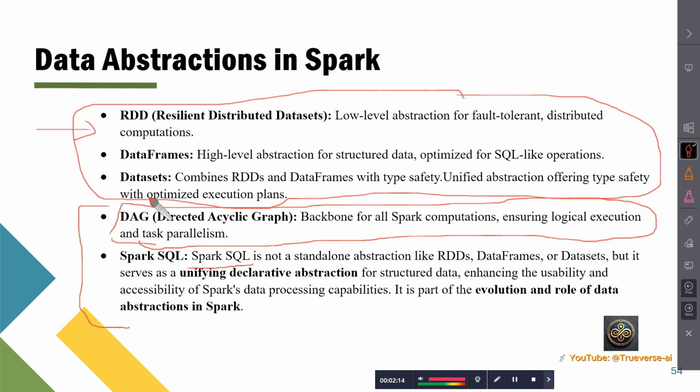But Spark SQL is considered a unifying declarative abstraction for structured data, enhancing usability and accessibility of Spark data processing. It is part of the evolution of new data abstractions in Spark. So this is a very important part which you need to consider.